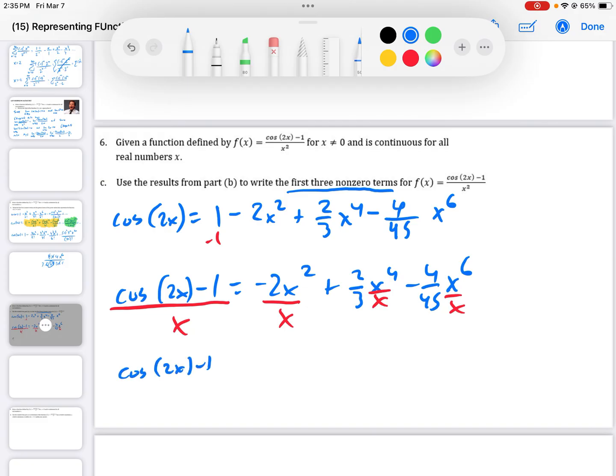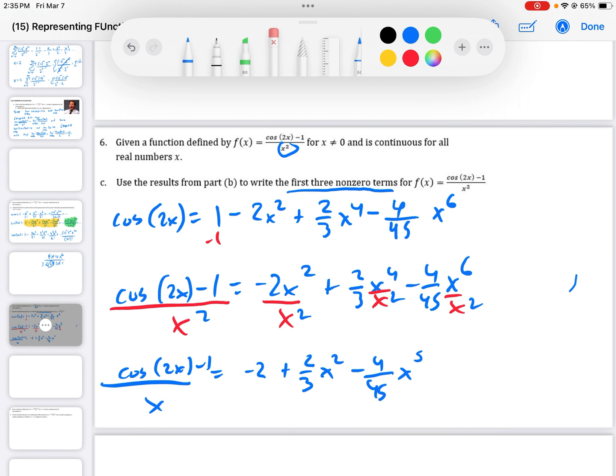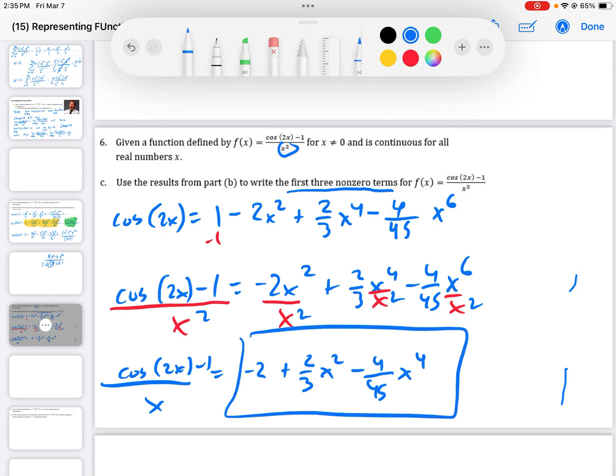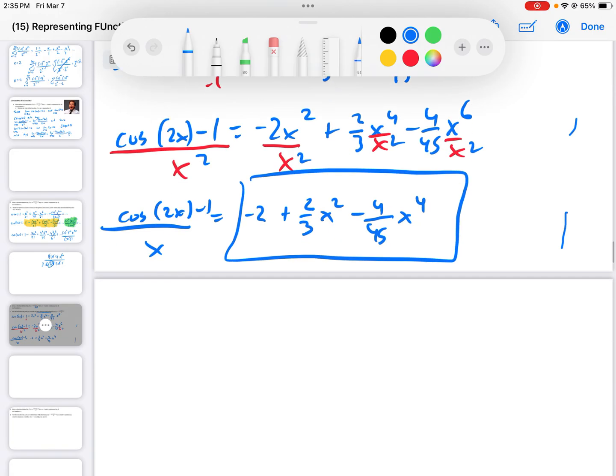this would give me cosine of 2x minus 1 over x is just equal to negative 2 plus 2/3 x squared minus 4/45 x to the 5th. Oh, it's divided by x squared. Oh no. X squared, x squared, x squared. All right, that's why it's that. Okay, I'm trying to rush. I'm making mistakes. Okay, so that is the answer. The first 3 non-zero terms of what that would be.